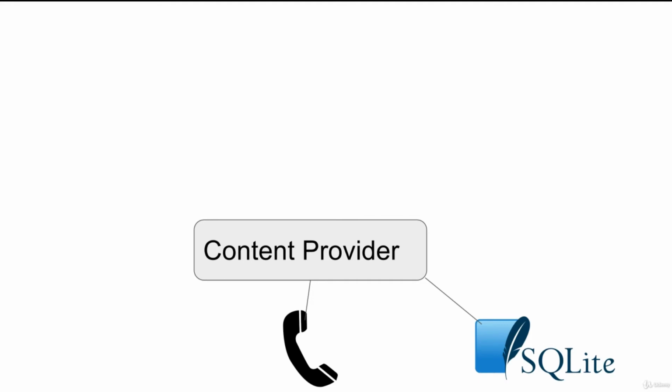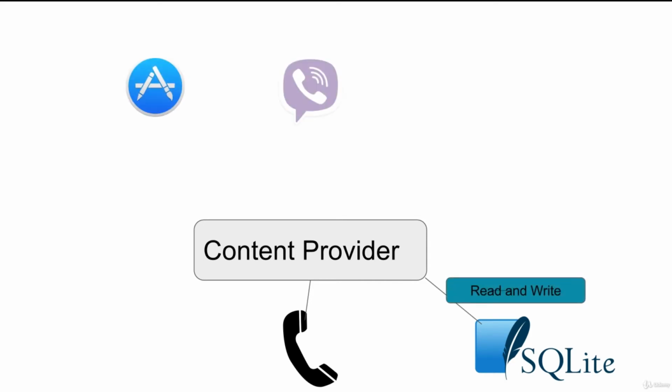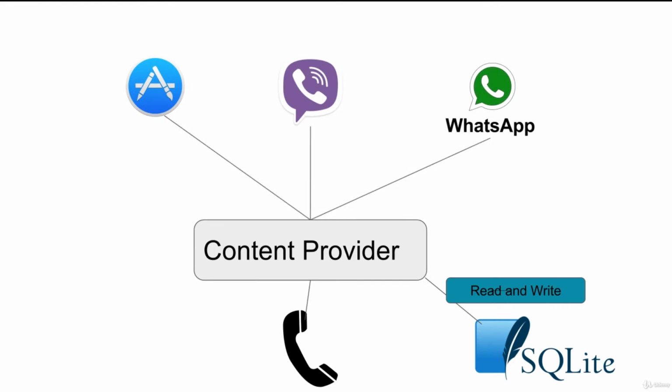And because it is a content provider, that means any other application like Viber or WhatsApp can access this content provider. So whenever you create a class in your application and you make it inherit from content provider, that means other applications can access that class. So when you add, update or delete to your database in that class, that means other applications can access that place and read, delete, update from your database.